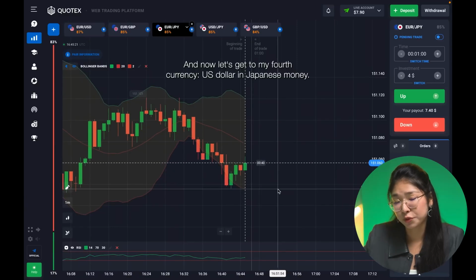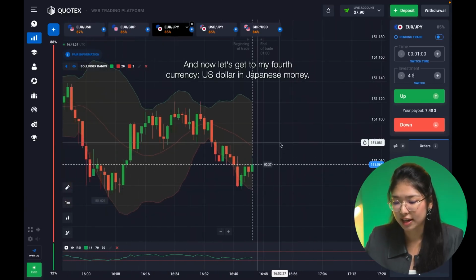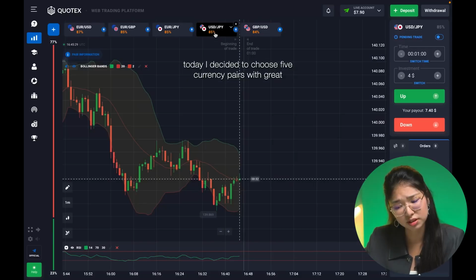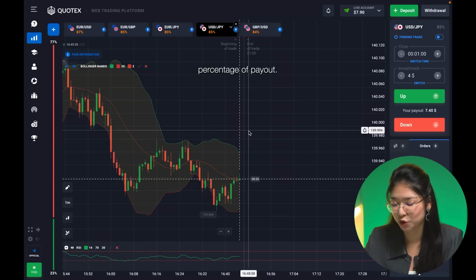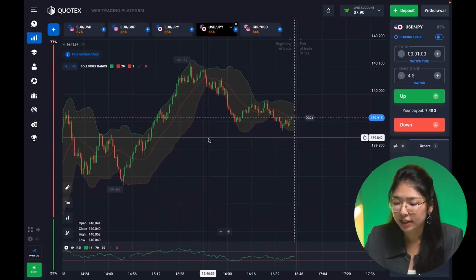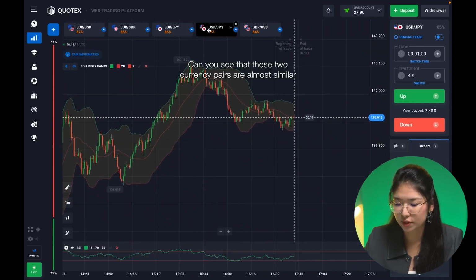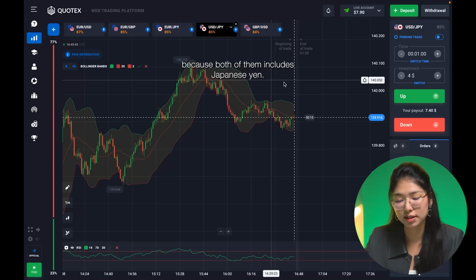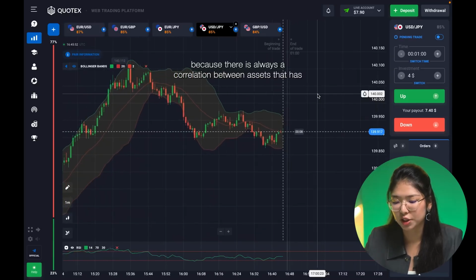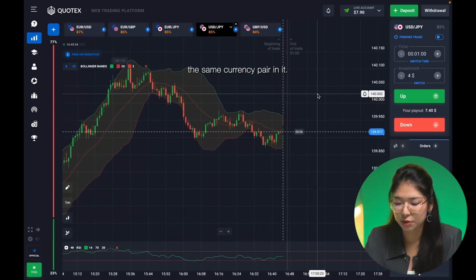And now let's go to my third currency, US dollar Japanese yen. As you see, I usually select 3 currency pairs, but today I decided to choose 5 currency pairs with a great percentage of payout. And here I see good signals again. Can you see that these 2 currency pairs are almost similar because both of them include Japanese yen? And yes, this is a trick that you can use in your strategies, because there is always a correlation between assets that have the same currency in them.